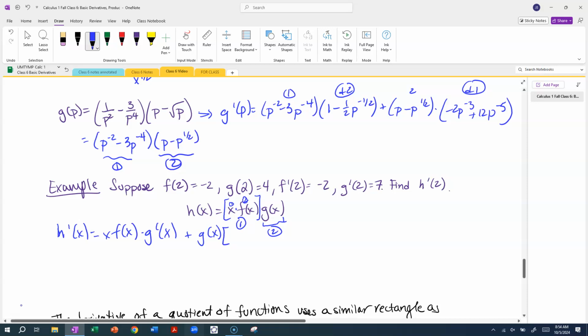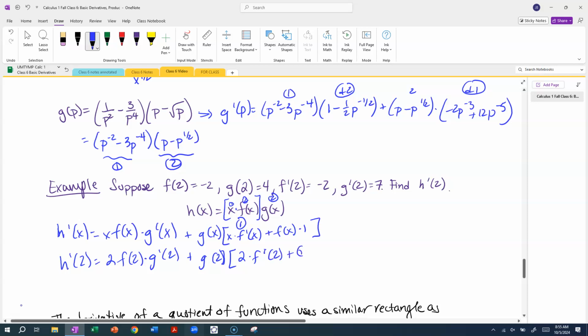So then I would do 1 times d2 plus 2. I'm going to move this up top here. Plus 2, which is f, d1, which is 1. Okay, that looks like a hot mess, but we want h prime of 2, so I'm going to put 2 in everywhere. So it'd be 2 times, or f of 2 times g prime of 2 plus g of 2 times the quantity that is 2 times f prime of 2 plus f of 2.